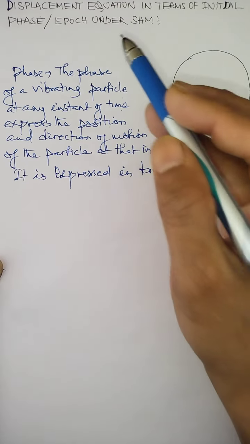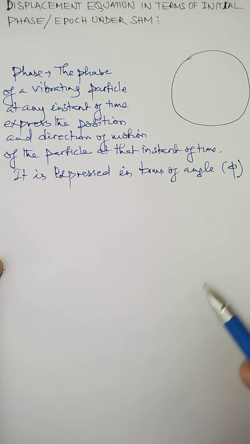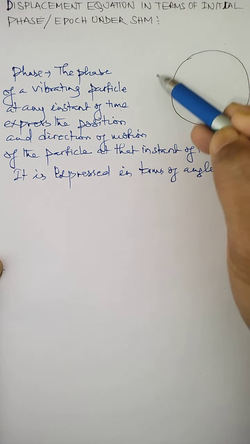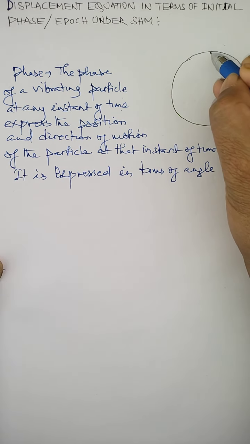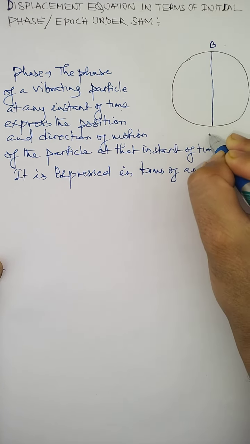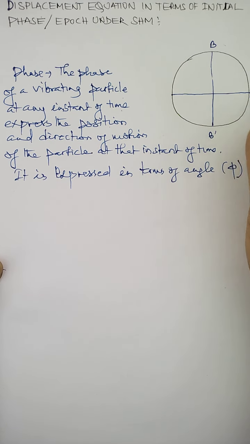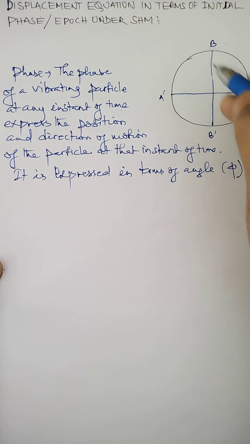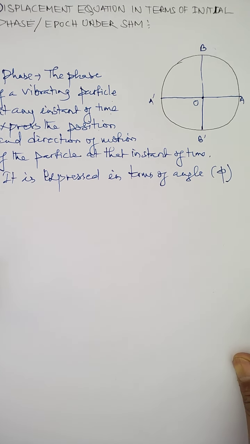Now in order to write the displacement equation in terms of this phase, which is also called initial phase, also called epoch, let me take this diagram. This is a circle, because we know simple harmonic motion is always expressed as a projection of uniform circular motion. So I am taking this circle, having a diameter on the y-axis, which I name B dash, and a diameter along the x-axis, which I name A dash. These two diameters intersect each other at this point, so let me mark this point as O.